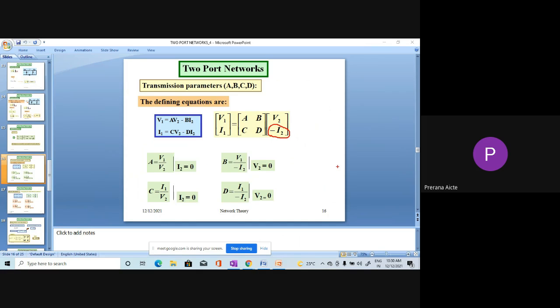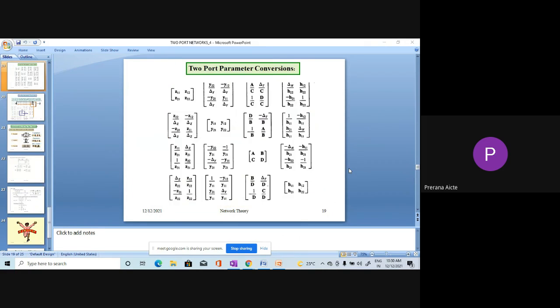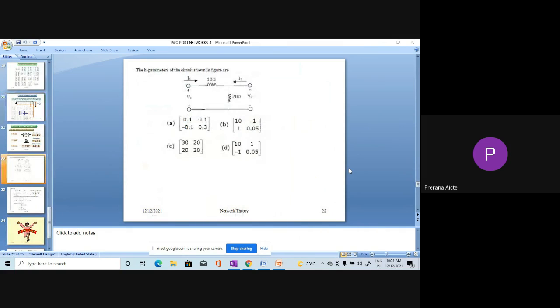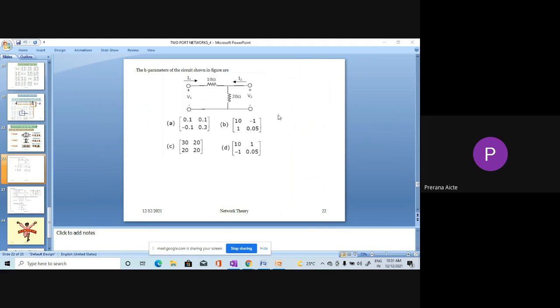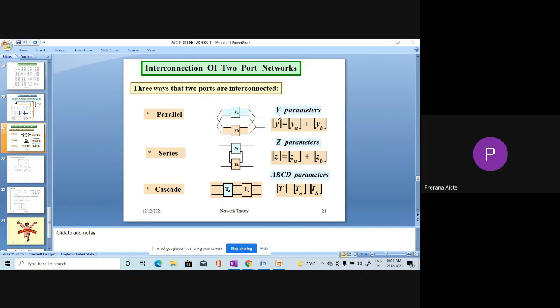ABCD parameters are generally asked questions from the GATE examination point of view. For our purpose, we solved the H parameters of the given network, 10 and 20. So just take out your approximate answer. We can solve this type of question by using mesh and nodal analysis, and mesh equations also. But here we are solving this circuit by using simple conversions like voltage to current conversions.